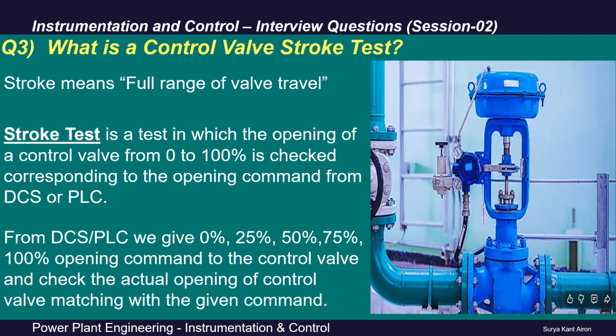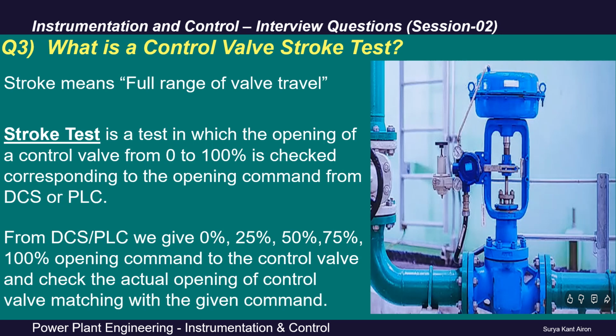Simple. To do this stroking test, what we do is we give an analog command from our DCS or PLC control system and check the corresponding actual opening of the control valve. Means from DCS we give 0%, then 25%, then 50%, then 75%, and then finally 100% opening command to the control valve and check the actual opening of the control valve in line with the given analog command.